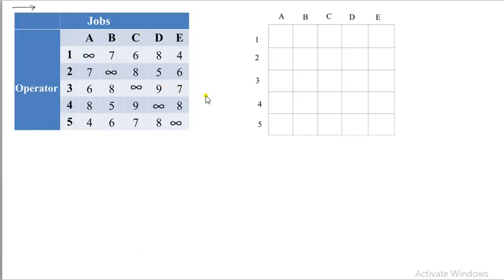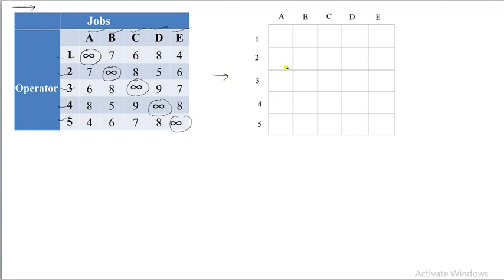Here these are the 5 jobs: A, B, C, D, E, and these are the 5 tasks that have been given. Now let's see how to solve this. There is only one difference between a normal problem and a problem with restrictions: we are not going to make any change at the restricted places. Whatever is given here stays as it is. Whatever the common operations are, we will follow as in a common problem.